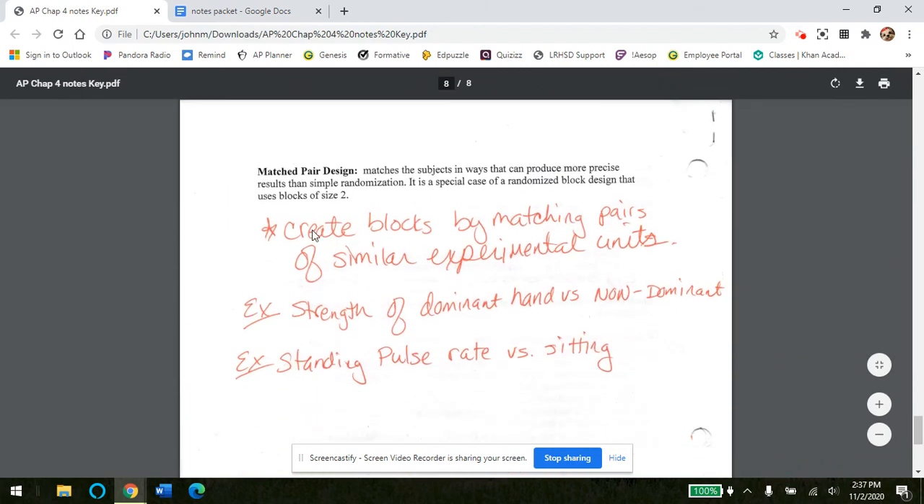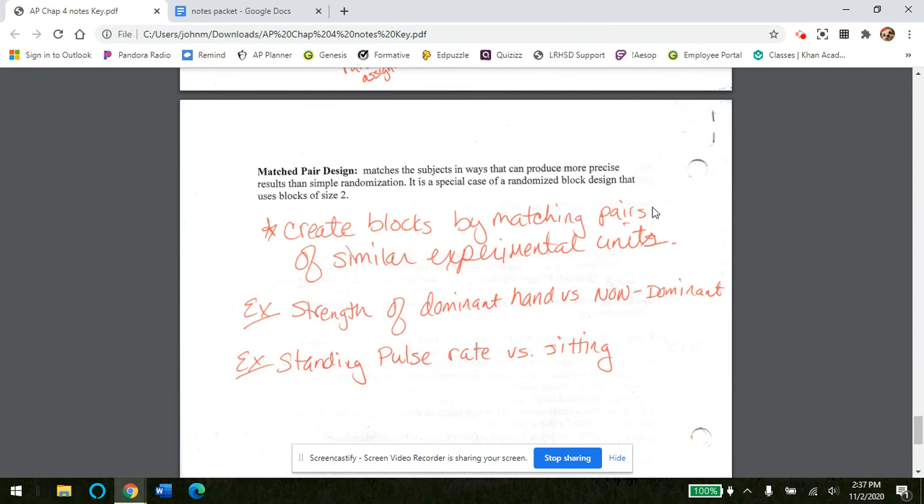It would be like when you're creating blocks by matching pairs of similar experimental units. One example would be measuring the strength of your dominant hand versus the strength of your non-dominant hand. Okay, how strong is your right versus how strong is your left, if you're a righty. If you're a lefty, it should be vice versa. How strong is your left versus how strong is your right.